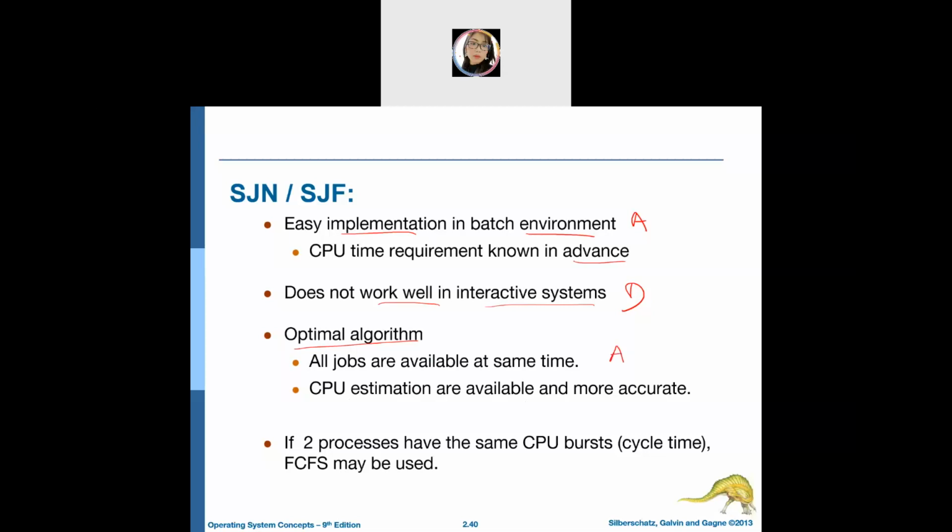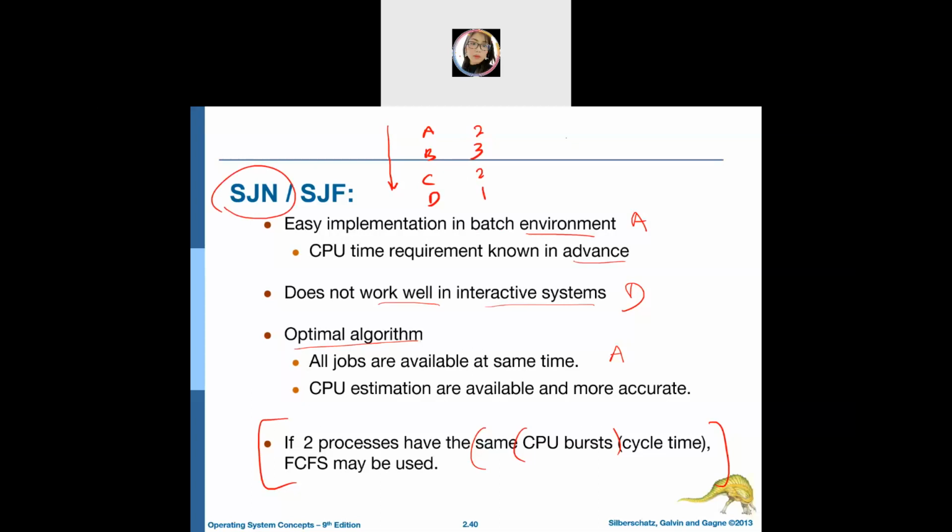If two processes have the same CPU burst time cycle, then you cannot use this SJF. But let's say for this statement, I have processes A, B, C, D. I'm going to follow a sequence: A will come first, B second, C third, D fourth, last one. This will be 1, 2, 3. Okay, I assume like this for the CPU time. And then you're going to use the SJN.